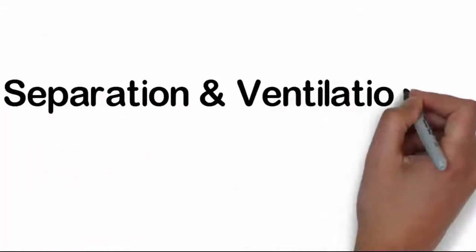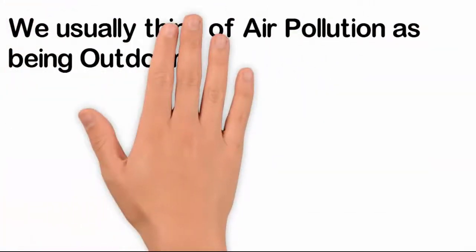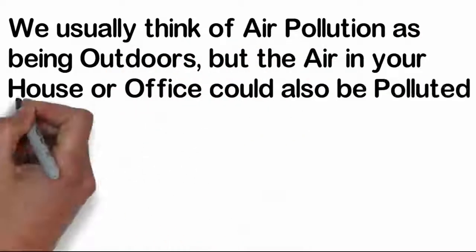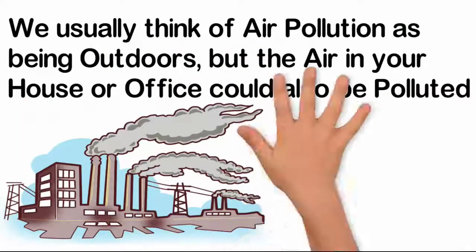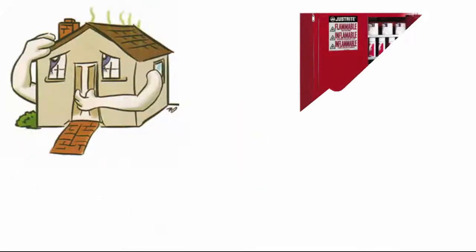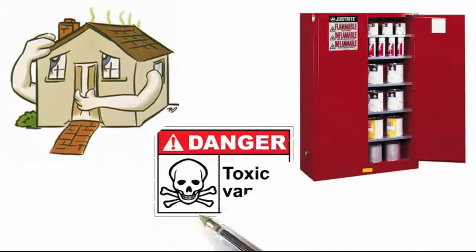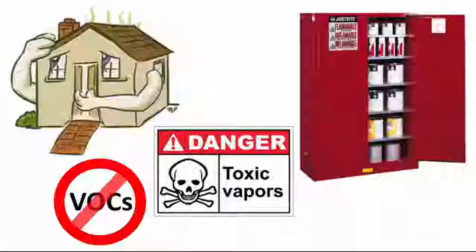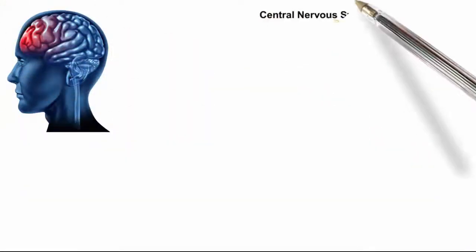Separation and ventilation of pollution in healthy buildings. We usually think of air pollution as being outdoors, but the air in your house or office could also be polluted. Sources of indoor pollution may include chemical storage closets that are the source of dangerous vapours, such as VOCs, damaging organ and central nervous system.